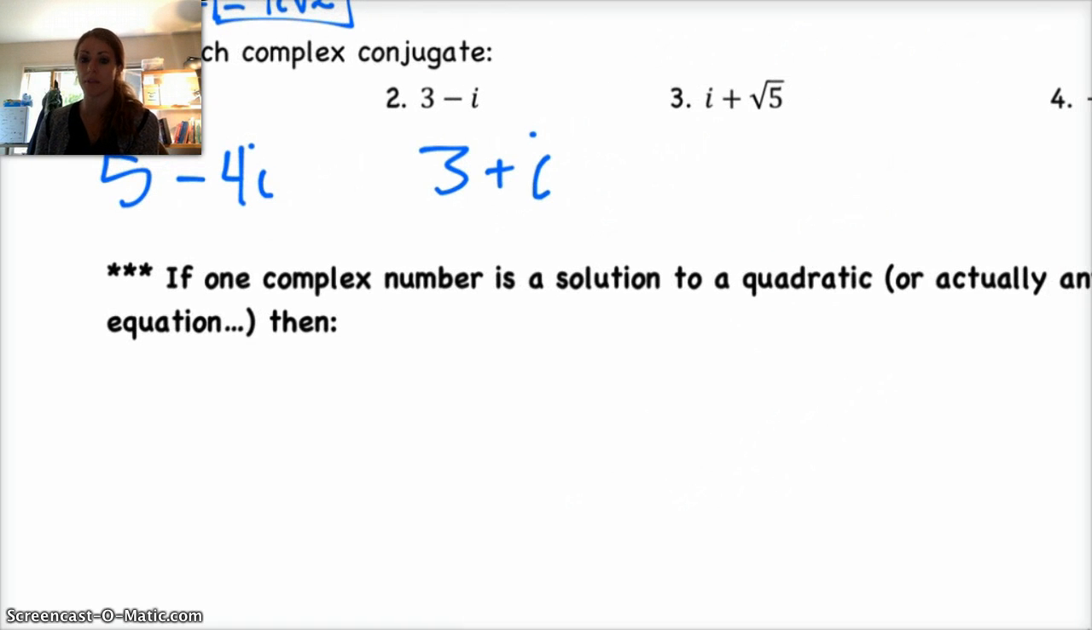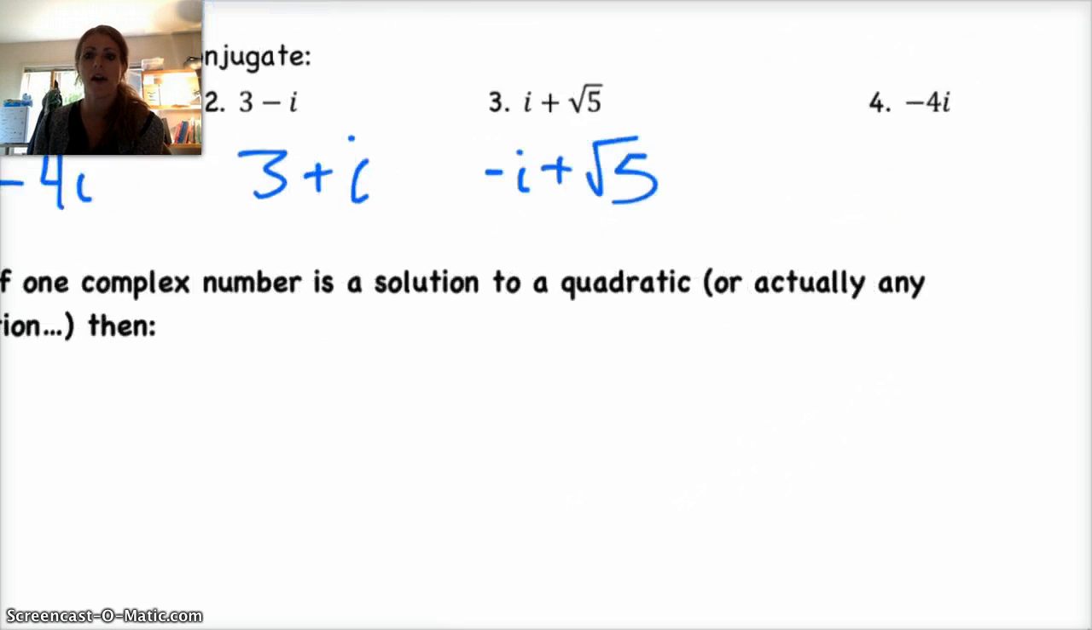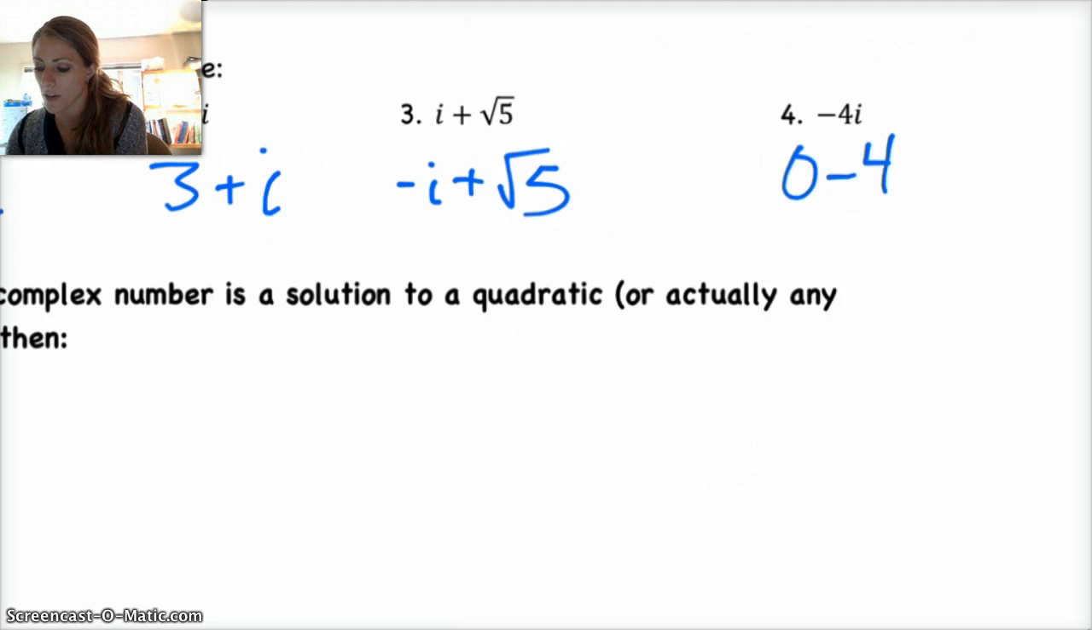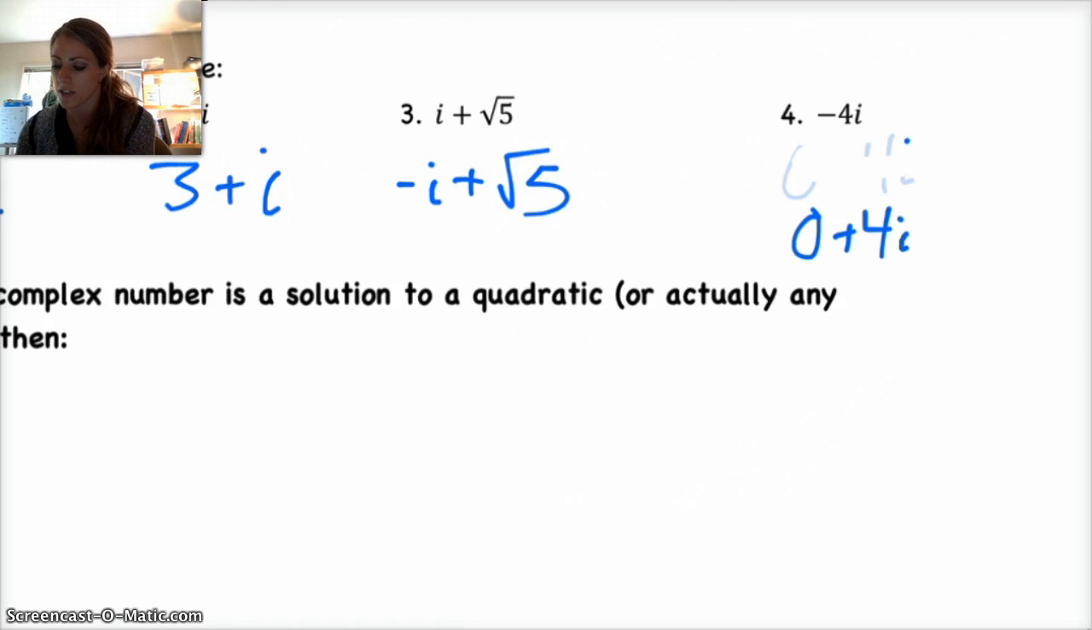Number 3, i plus root 5. Could trip you up, because usually you're used to making the second part negative, but you are always making the imaginary part negative. So in this case, you need to make it negative i plus root 5 is the complex conjugate. And then last but not least, negative 4i, the complex conjugate, right? Because this is really essentially 0 minus 4i. So the complex conjugate is 0 plus 4i, right? So my complex conjugate is just positive 4i.